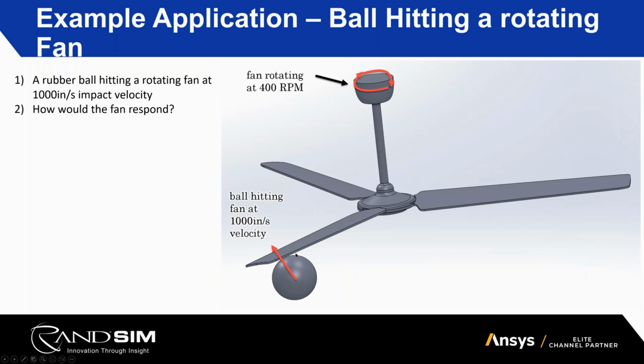and then I'm going to impact that rubber ball against the fan. And then I'm going to ask the question, what do you think is the stress on the fan as this rubber ball hits the fan while the ball is traveling at 1,000 inches per second and the fan is rotating at 400 RPM? Like, what's going to happen to the fan when I do that, right? I have no idea, but that seemed like a very interesting question to ask with the tool, right?